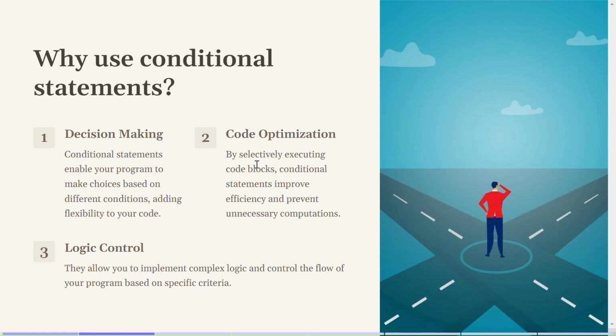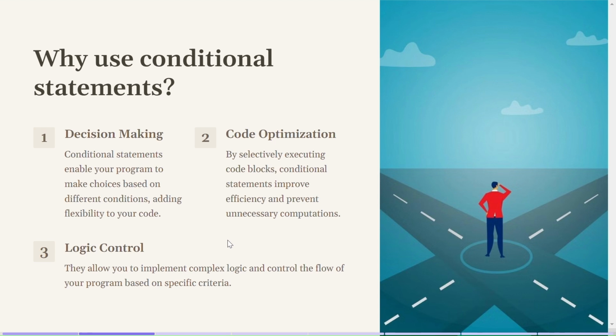Code optimization, improving efficiency. With conditional statements, your program can skip parts of the code that are not needed. This keeps things running smoothly and avoids wasting time. And third is logic control, controlling the flow of the program. Sometimes you will need to handle complicated situations where multiple things are happening at once. Conditional statements allow your program to follow a clear and logical path depending on the situation. With these 3 points in mind, conditional statements become essential tools to help your program act smart and make the right choice. So now let's start with the most basic if statement.